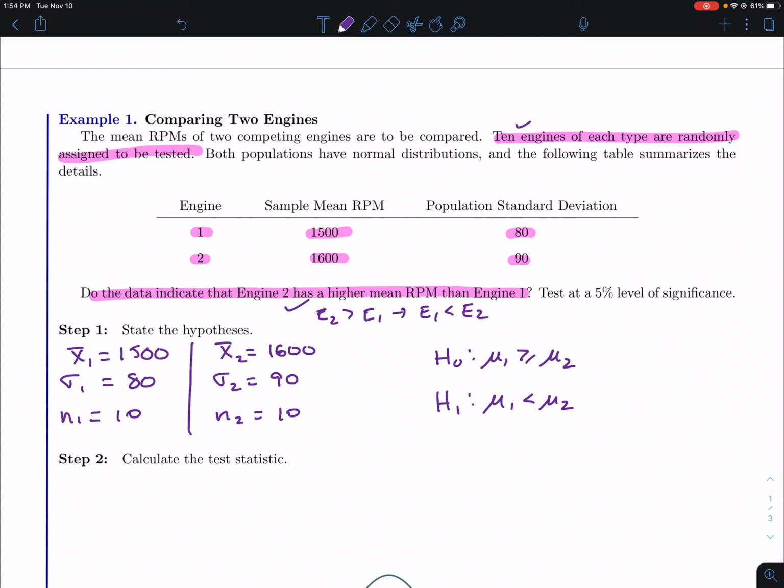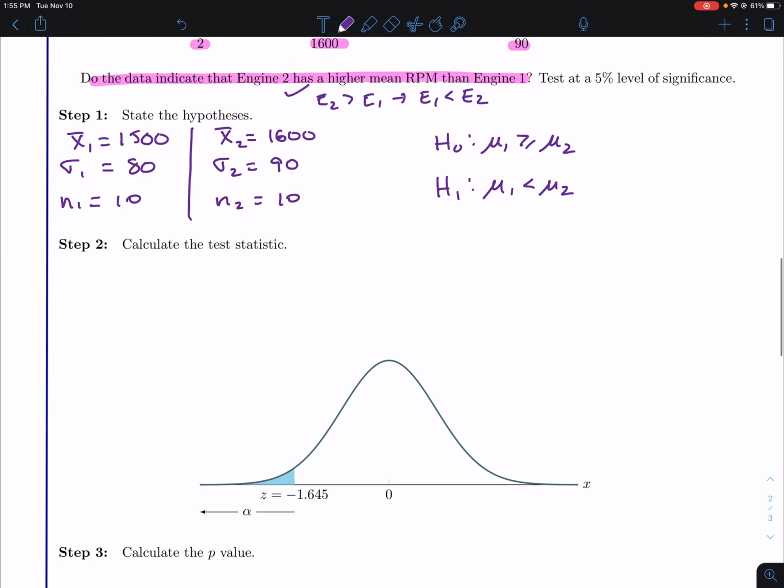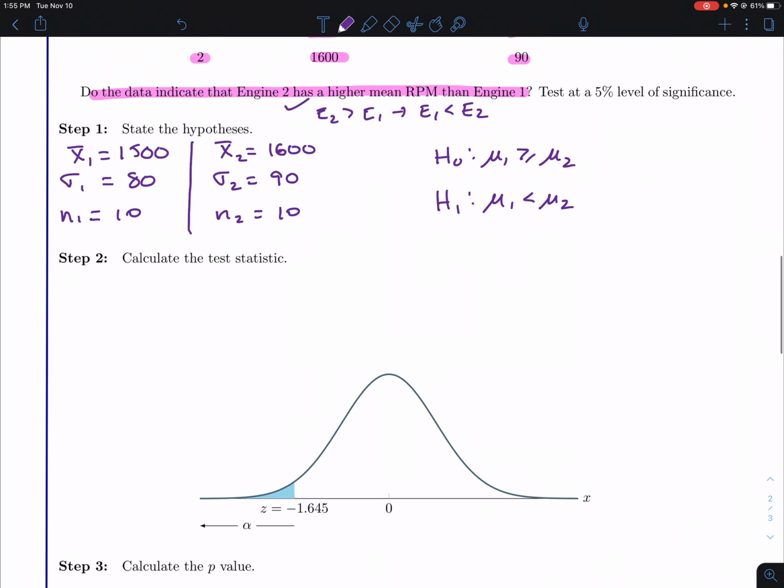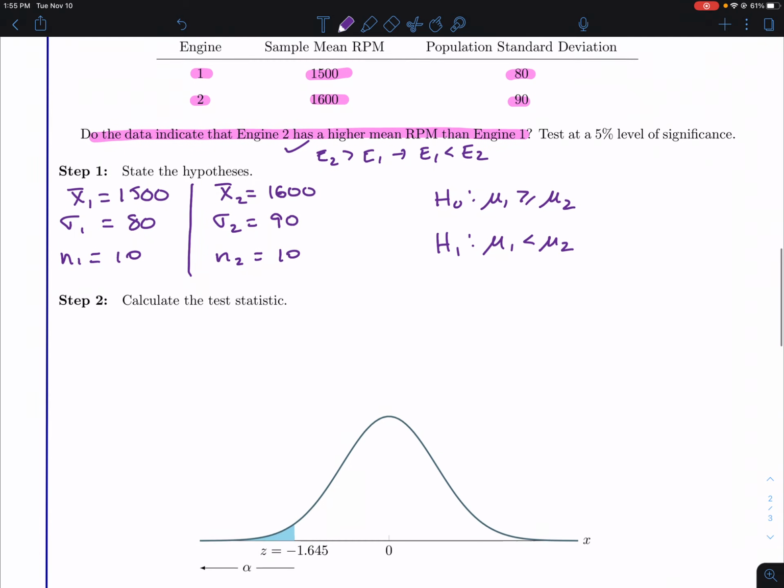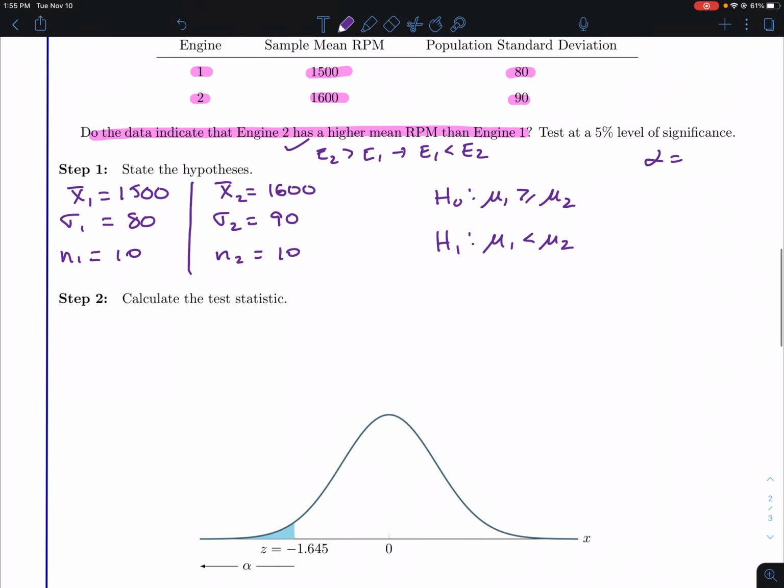If you wrote it as mu2 is greater than mu1, that's fine. These are interchangeable. Just for me, I typically like to always have the mu1 on the left, and you'll see why, because that's the way the calculator writes it as well. But if you wrote mu2 is greater than mu1, it's right. There's nothing wrong with that. All right, so let's calculate our test statistic. Oh, and I forgot to write down our alpha level. Our alpha level is 0.05 in this case.